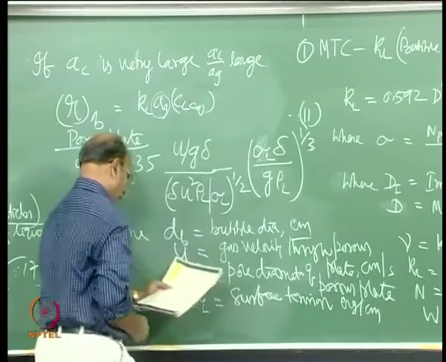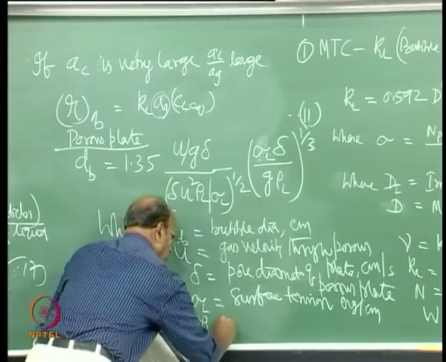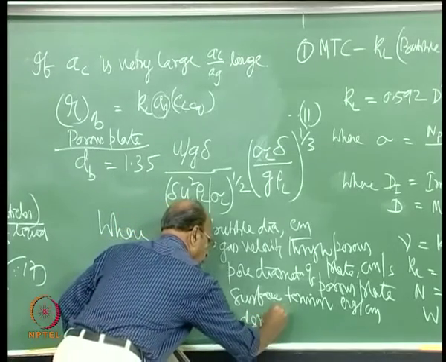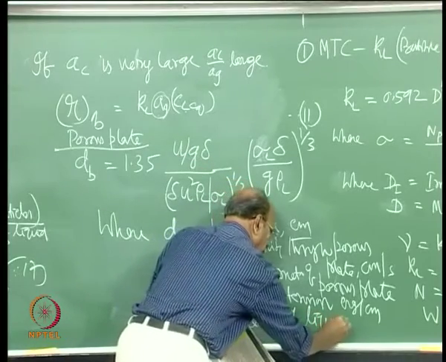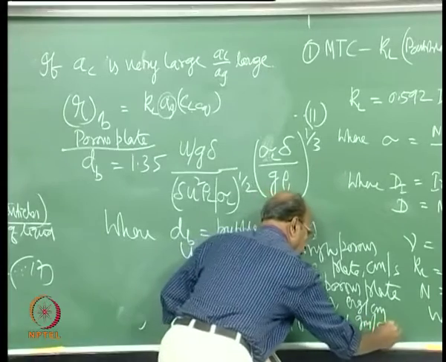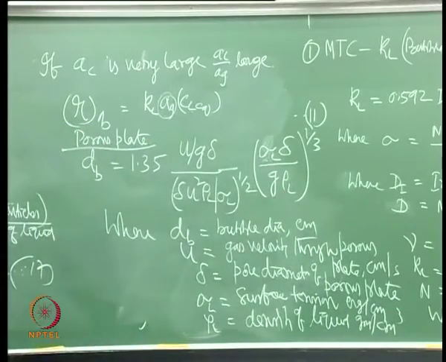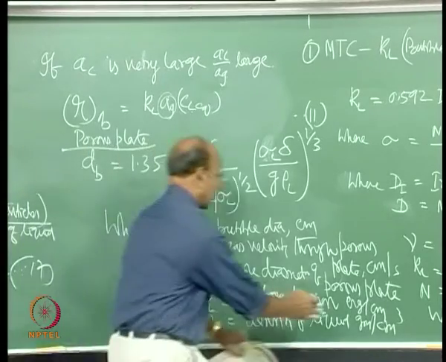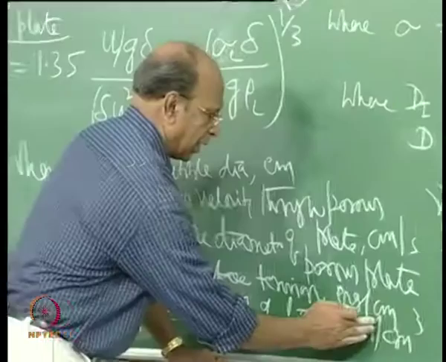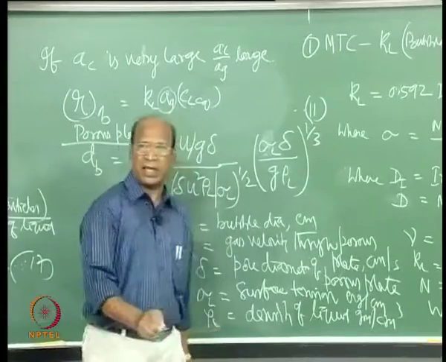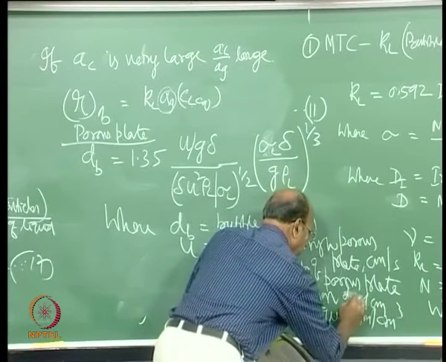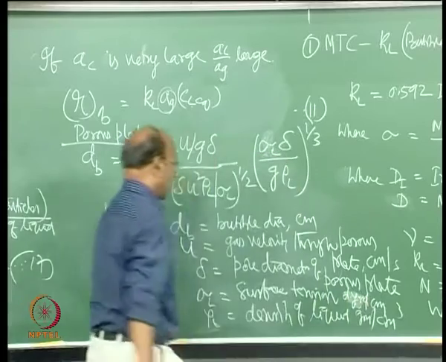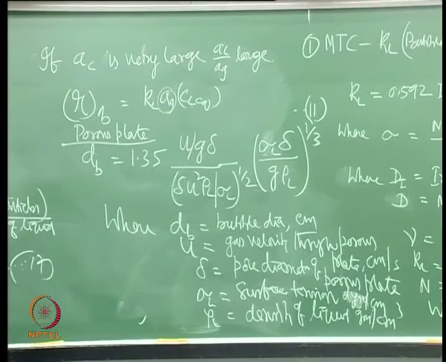Then you have rho_L, of course, the density of liquid, in grams per centimeter cube. Anything else? All those things are covered. Dynes per second, not centimeter? Second or centimeter? Centimeter only. Length, dyne. So, like that, it goes on and on.